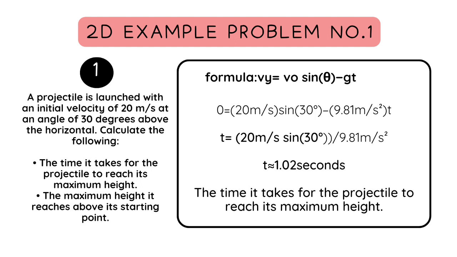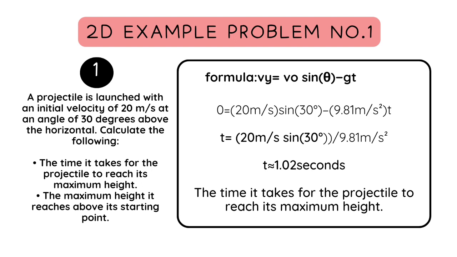kinematic equation. Vy is equal to V0 sine theta minus gravity multiplied by time. Vy is the vertical component of velocity, which is 0 meters per second at the maximum height. V0 is the initial velocity, which is 20 meters per second. Theta is the launch angle, which is 30 degrees. g is the acceleration due to gravity, approximately 9.81 meters per second squared. And lastly, t is the time we want to find.